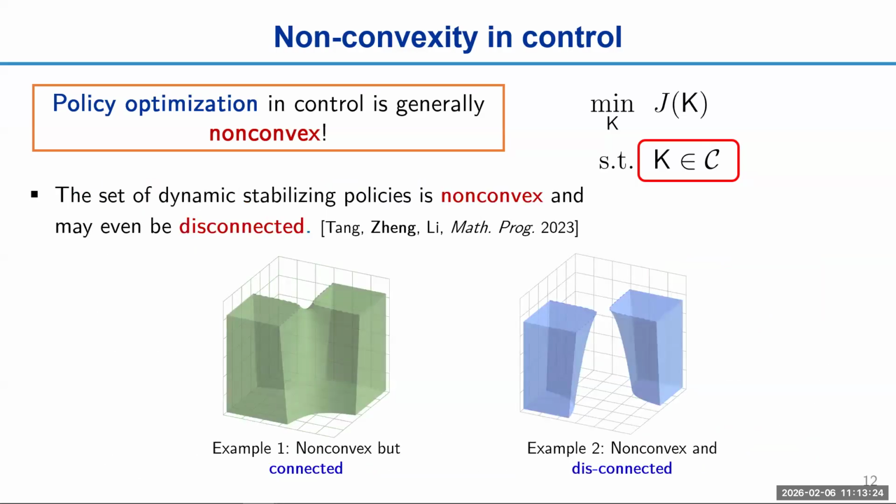And if you go to some other control problem, the non-convexity could be in another form. For example, if you look at the dynamic output feedback stabilizing policy, this set is not only non-convex, but also could be disconnected. We have one example here, a non-convex connected set, and another example here, a non-convex and disconnected region for the set of stabilizing policies.